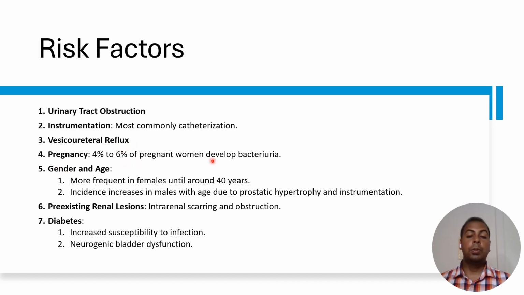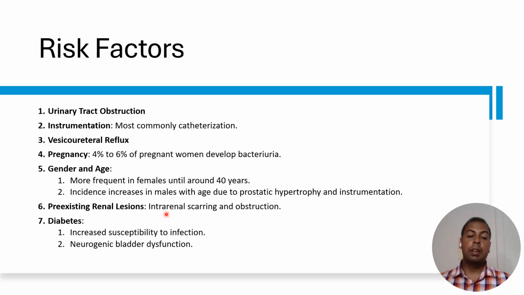Pregnancy is a risk factor too, and it predisposes to bacteriuria, which could lead to pyelonephritis. And that should be treated promptly, especially in pregnant women. Gender and age. Pyelonephritis is more frequent in females due to the shorter urethra, up to around 40 years, but the incidence increases in males with age due to the issue of BPH, prostatic hyperplasia, which would cause urinary stasis, again, urinary obstruction and stasis, and could predispose to pyelonephritis.